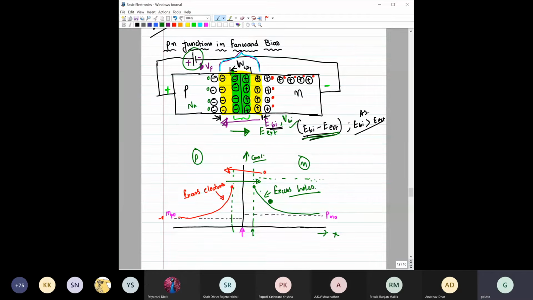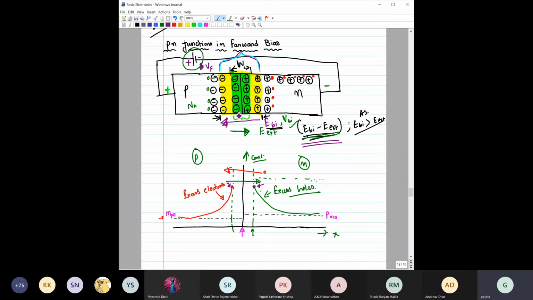Now, the question is, what would be the concentration here or here? What will be the concentration of electrons and holes at this point? After that it will fall exponentially, which we have discussed. But what will be the concentration here? Is it dependent on this applied Vf? The answer is yes. This value is dependent on this Vf. The more the Vf, the lower would be this barrier, or the lower would be the electric field.